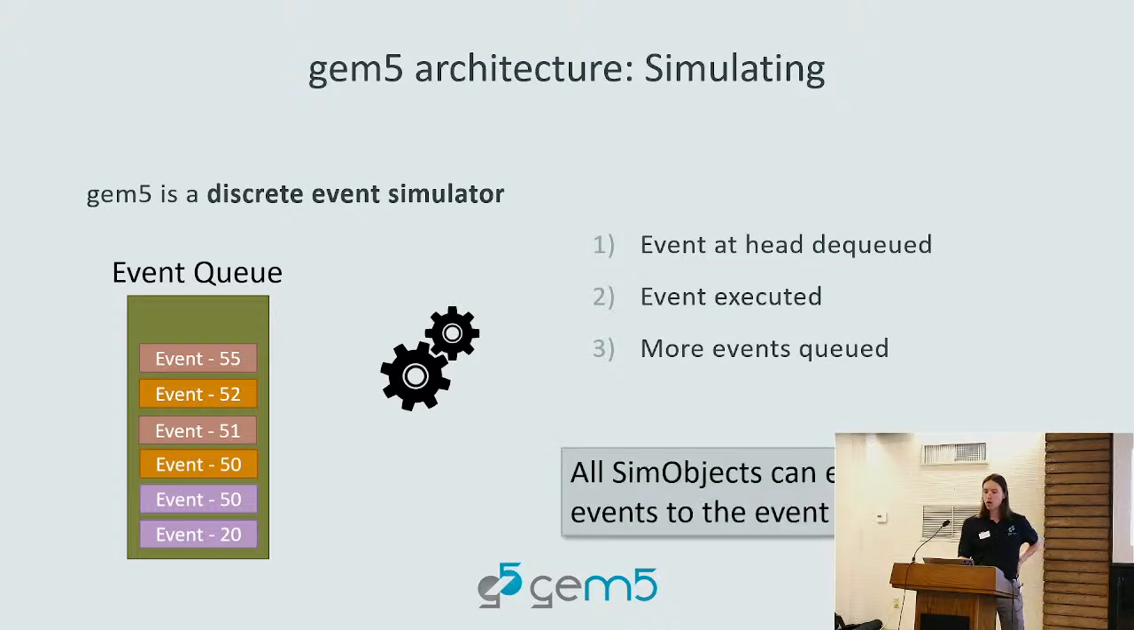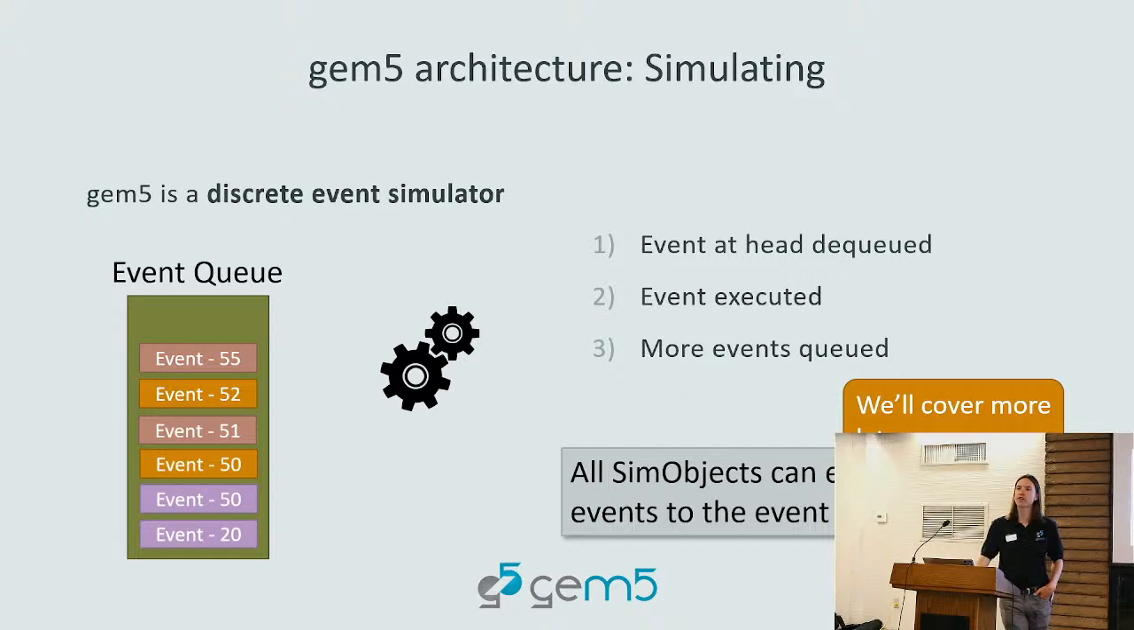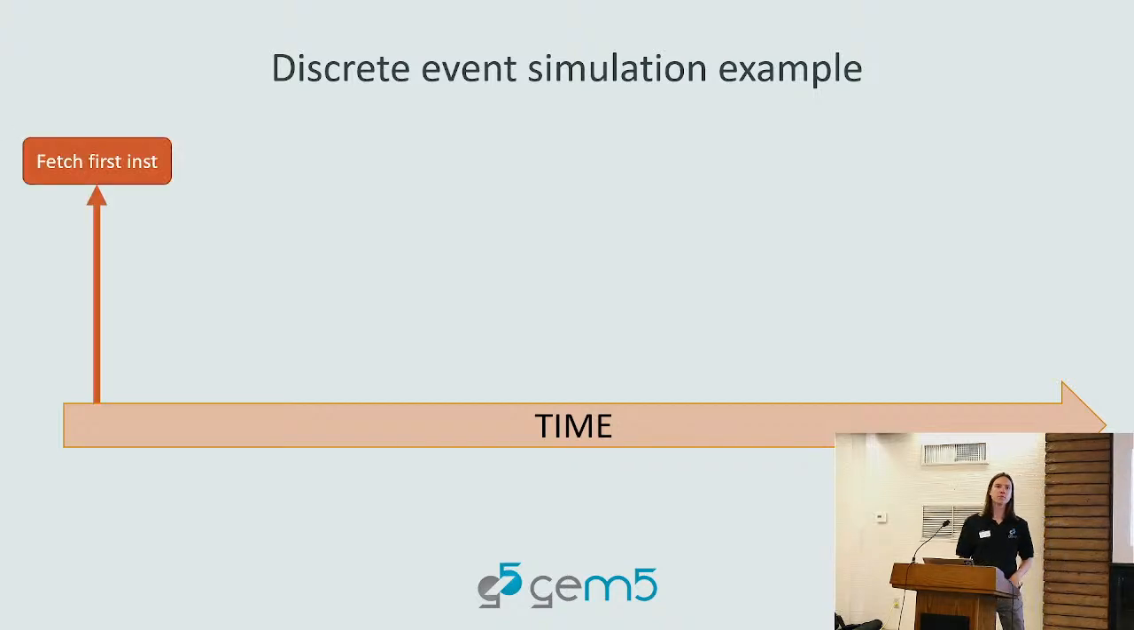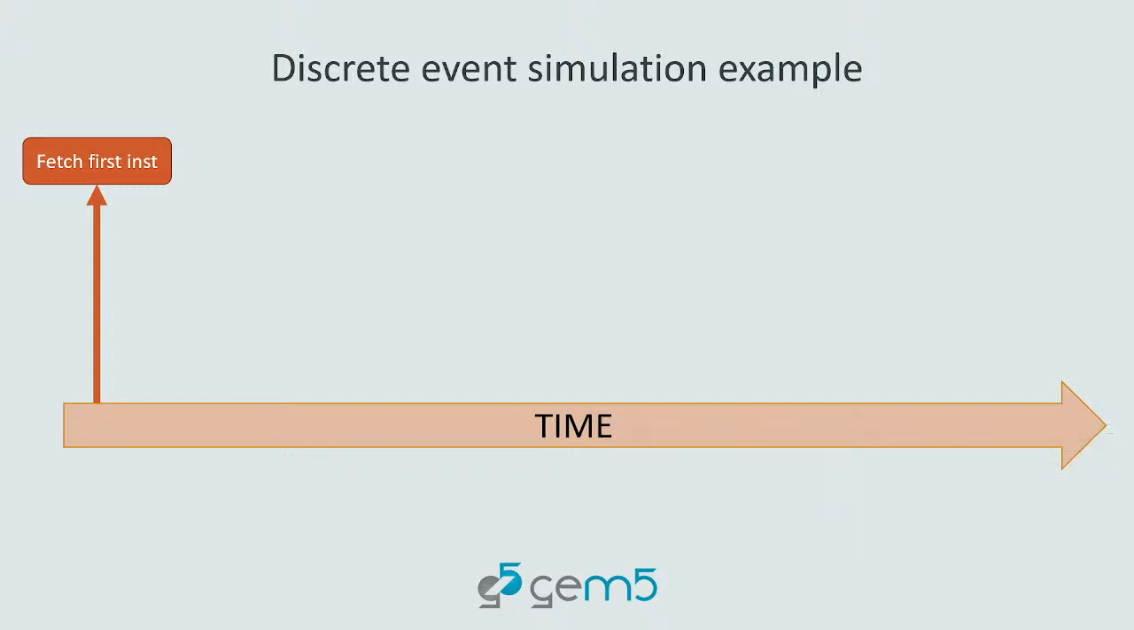Okay, so all sim objects can enqueue events. One thing about being a sim object is you can enqueue events. We'll cover this a lot more on Wednesday. So let me give you an example, which I think will answer your question. Take a CPU simulating a system. We're going to have an event, which is fetch the first instruction.